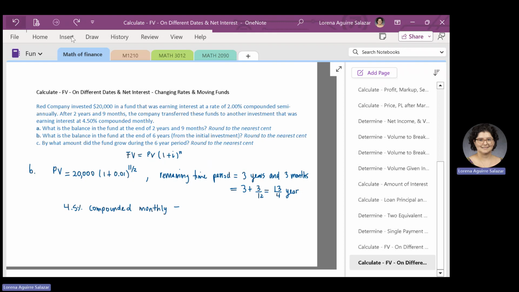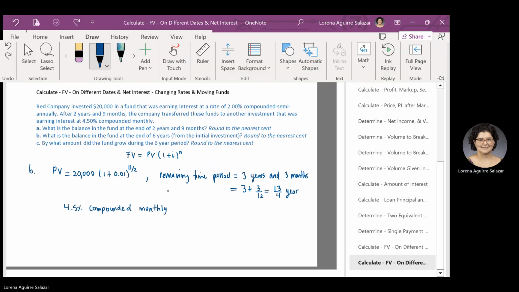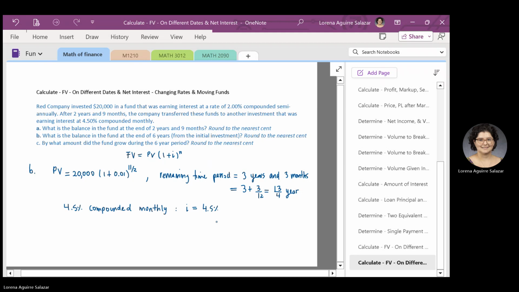a quotient. So we take that 4.5%, and we divide it by 12 because now the compounding period is monthly. So the compounding frequency is 12. And when we divide 4.5 by 12, we get 0.00375. That's our new i.